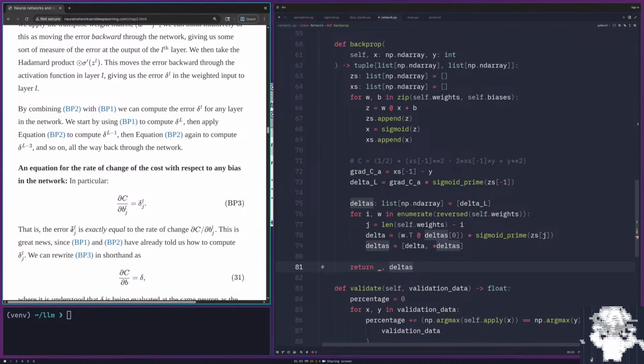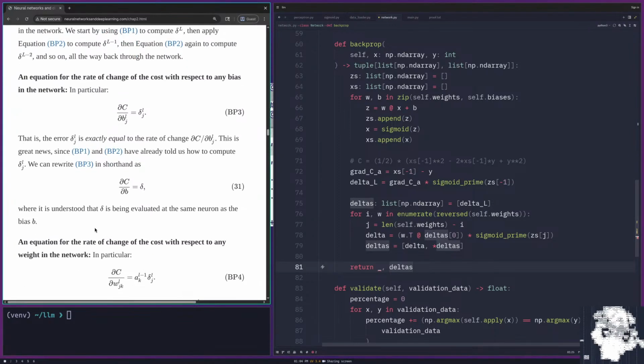That is, the error delta L j is exactly equal to the rate of change of C with respect to b. This is great news, since BP1 and BP2 have already told us how to compute delta L j. We can rewrite BP3 in shorthand as partial C over partial b equals delta, where it is understood that delta is being evaluated at the same neuron as the bias b.